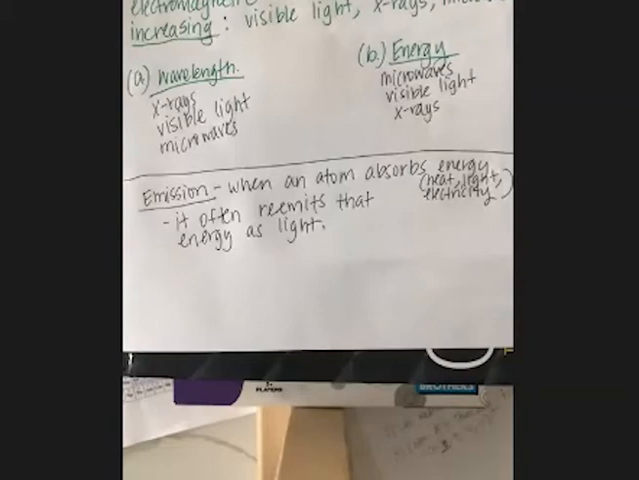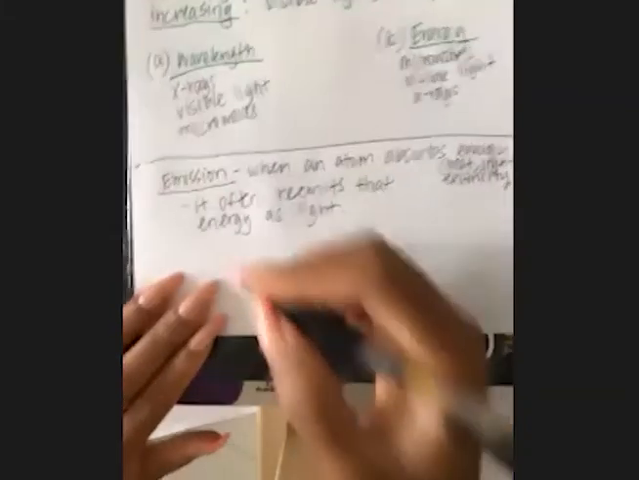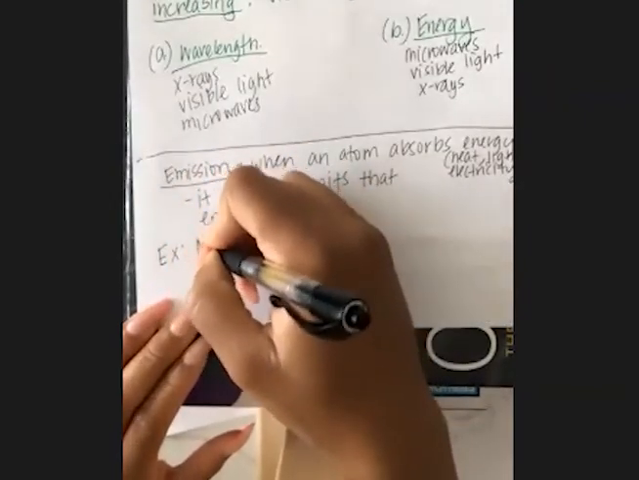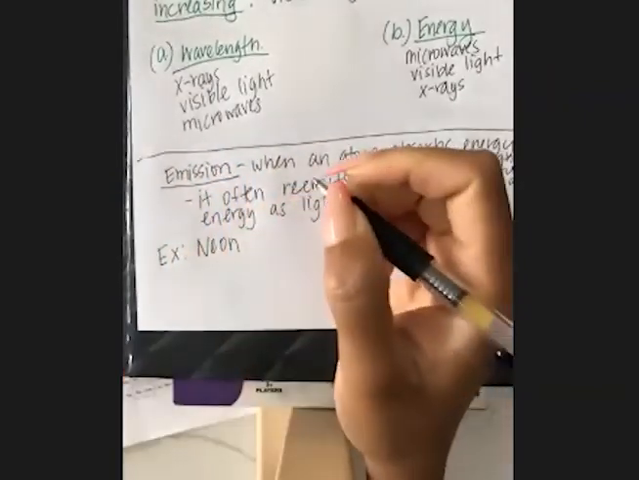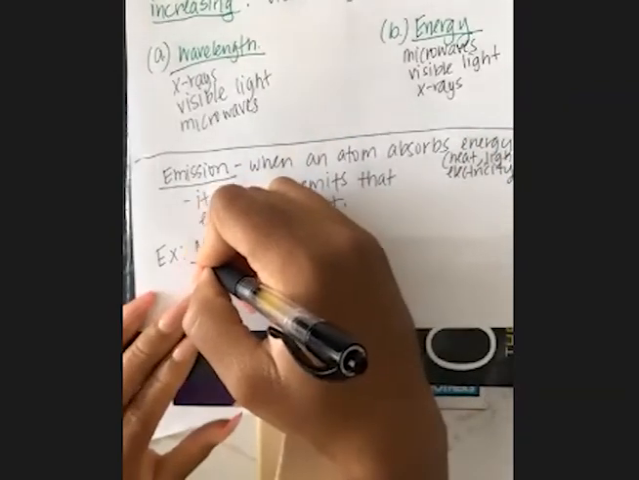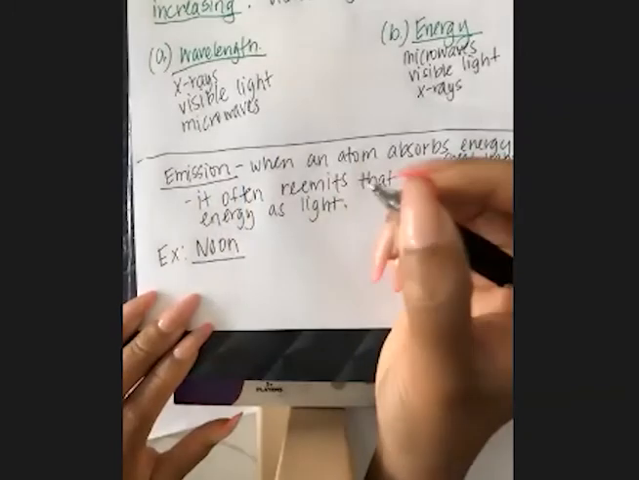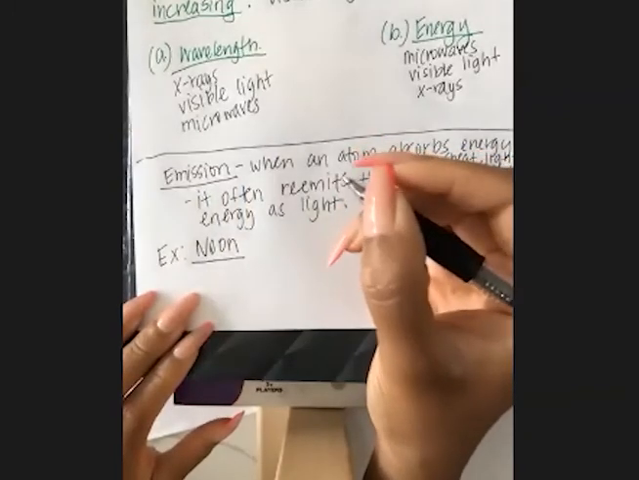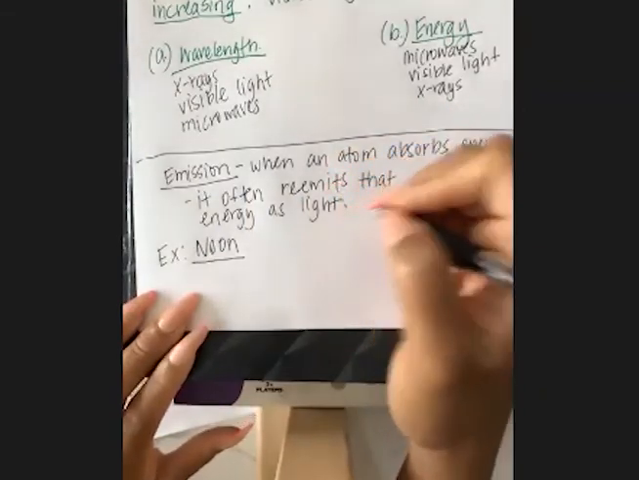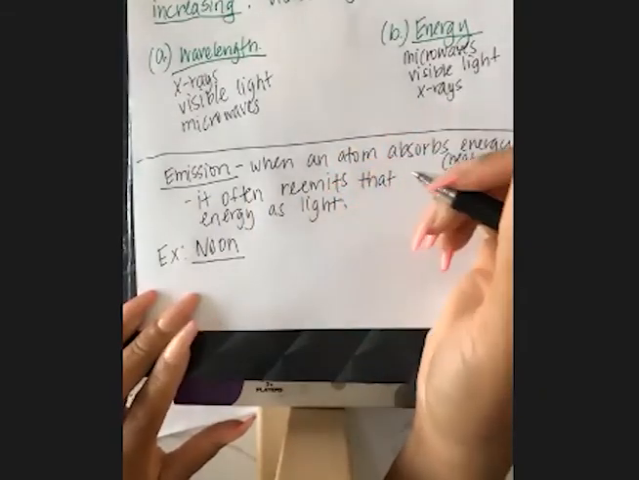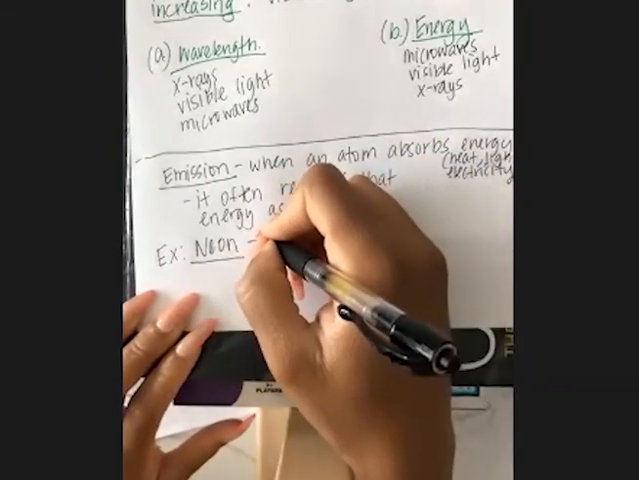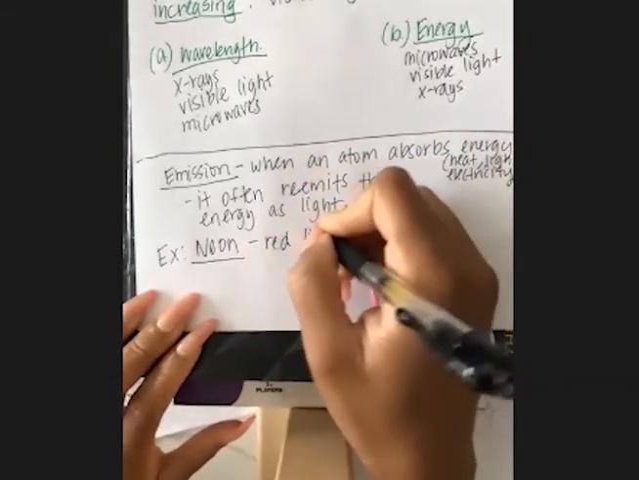So the book gives an example, if we think about neon, we've seen neon signs. Neon's an element on the periodic table. All a neon sign is a glass tube that's full of neon gas. And that neon gas, when an electrical current passes through it, the neon atoms absorb some of the electrical energy and re-emit it as red light. So neon gives off red light, is what I'm saying.